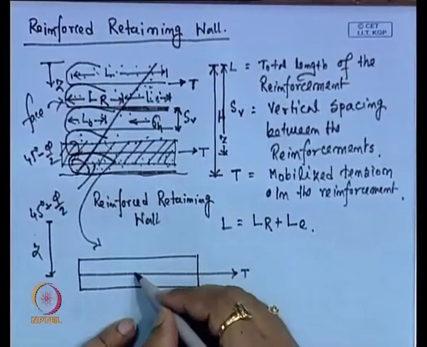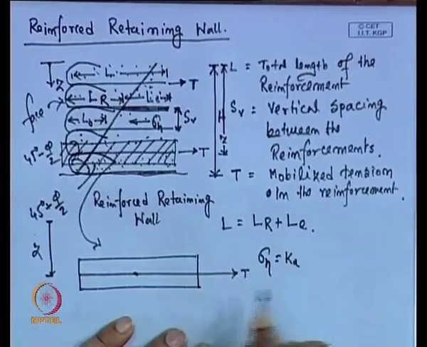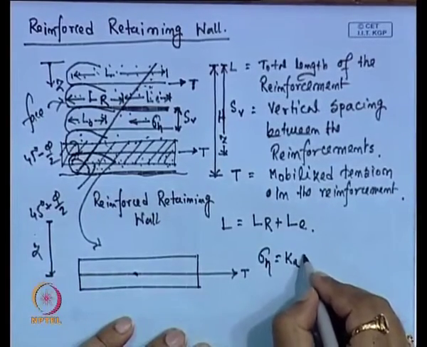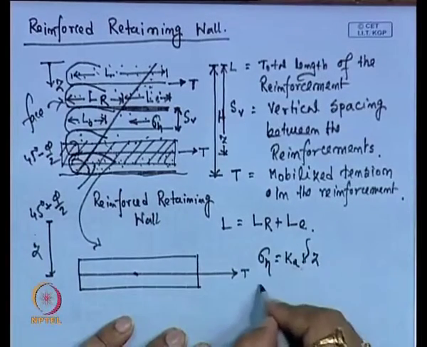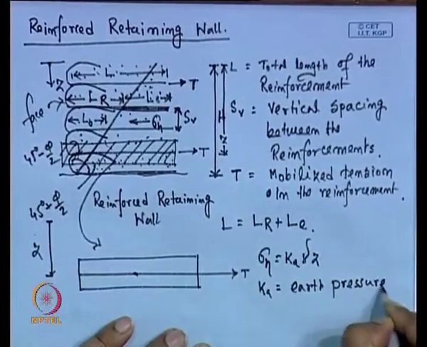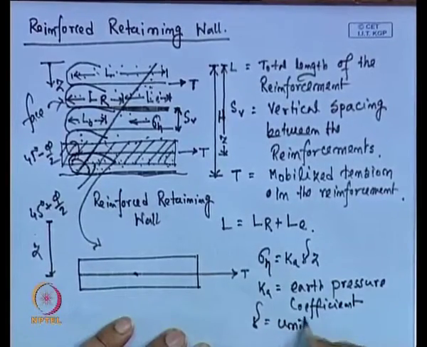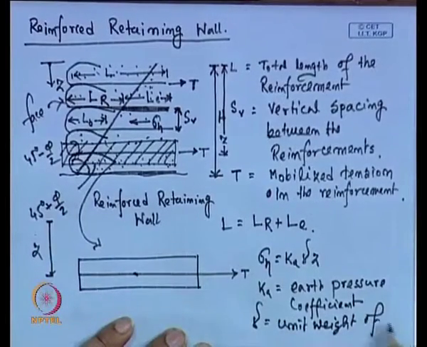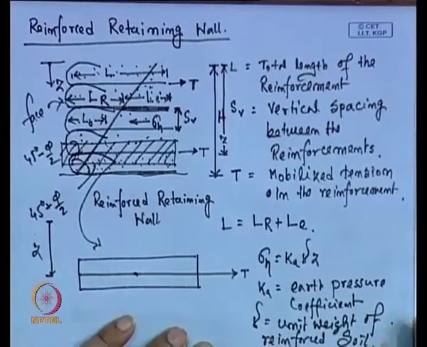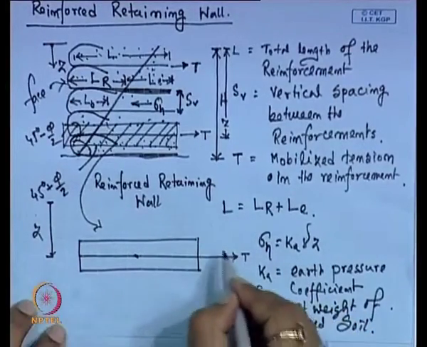Now, the amount of lateral pressure at this point, sigma h, will be K A into gamma into z, where K A is the earth pressure coefficient and gamma is the unit weight of this reinforced soil.